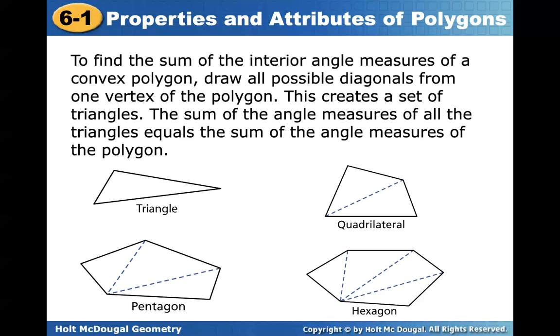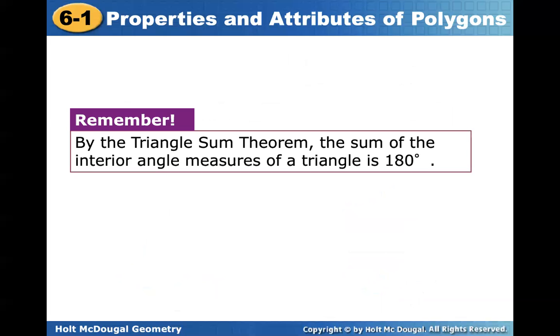Are you picking up on a pattern here? If it has 3 sides, how many triangles are there? 1. If it has 4 sides, how many triangles are there? If it has 5 sides, how many triangles are there? Okay, so what do we know? The sides and the triangles are what? 3, 1; 4, 2; 5, 3; 6, 4. The triangles are always 2 less than the side lengths. So if you take the side length minus 2, multiply that by 180, it gives you your interior degrees.